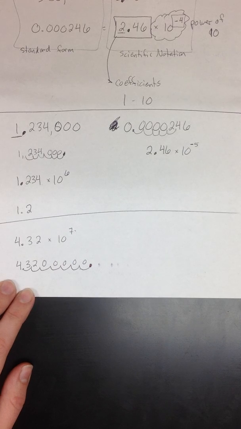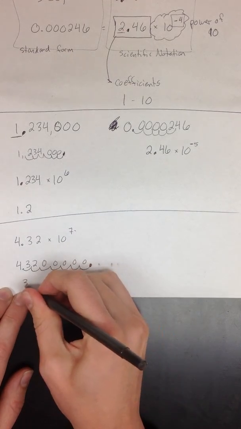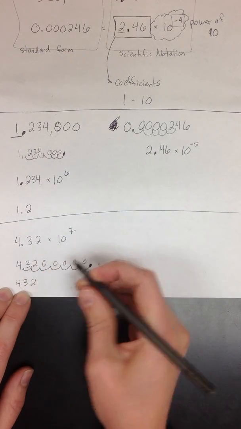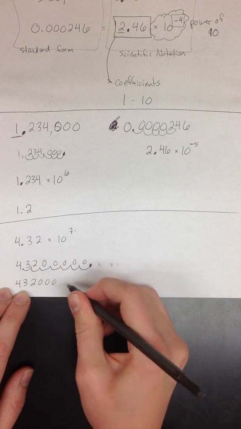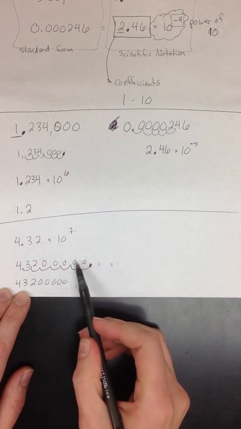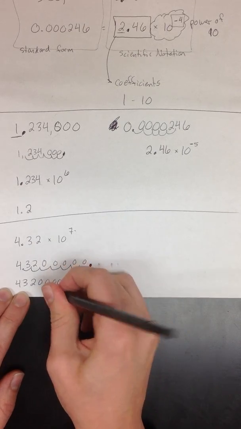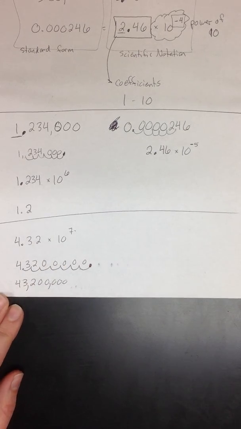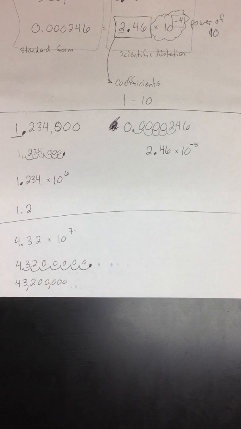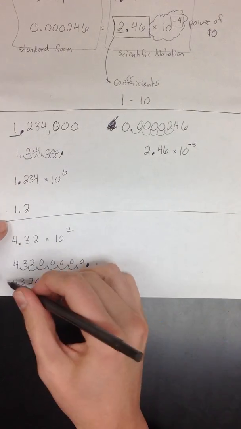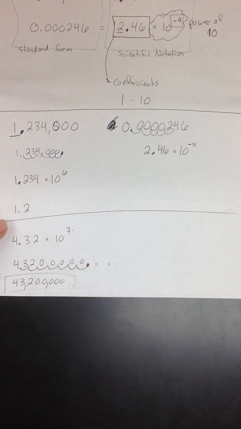So if I rewrite this number, 432, 0, 0, 0, 0, 0. I've got 1, 2, 3, 4, 5 zeros. I'll put my commas in there so we can see that this is 43,200,000. Really big number. That's my standard form.